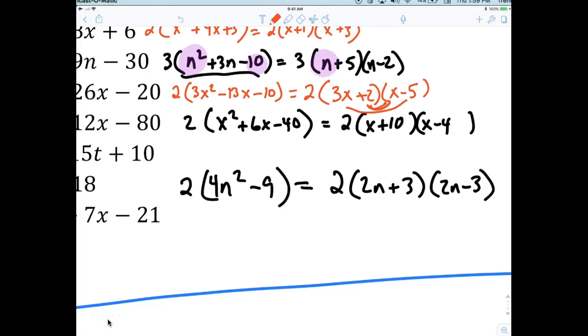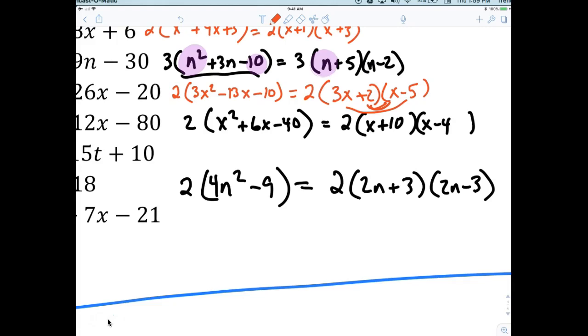Everybody okay with that? Yes, sir? I did these last night and I forgot to do the first step. It's kind of annoying if you don't do that. That's a good lesson, though, because the first thing I try to tell everybody you should do, even if it doesn't say, is factor out the GCF. Look for a greatest common factor.